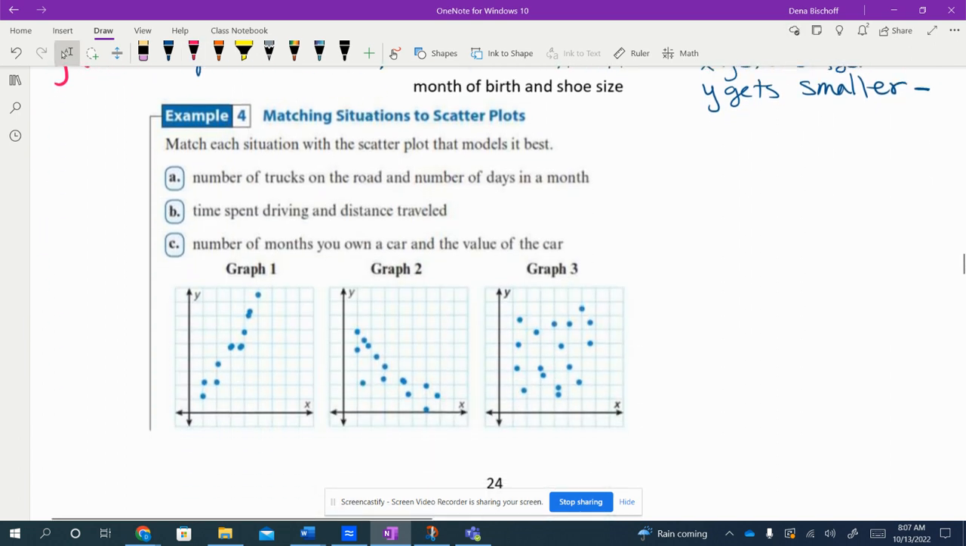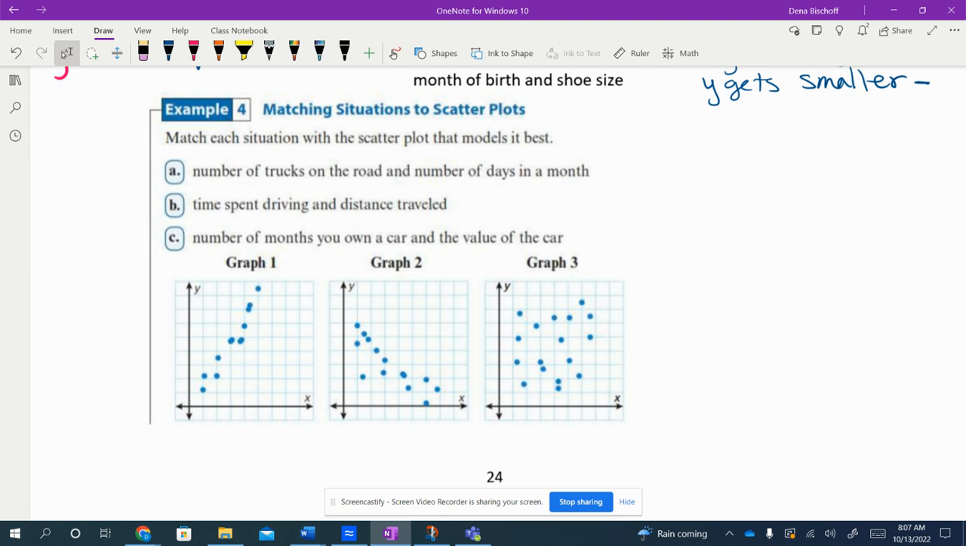All right, let's practice matching some situations. So we're going to match each graph 1, 2, and 3, to the scenarios in A, B, and C. So let's talk about the graphs first. In graph number 1, I can see that as x gets bigger, y gets bigger. This has positive correlation. Do you guys see that? In graph number 2, it looks like as x gets bigger, y is getting smaller. So this is going to be negative correlation. And in graph number 3, what do you see there? No correlation at all. Okay.